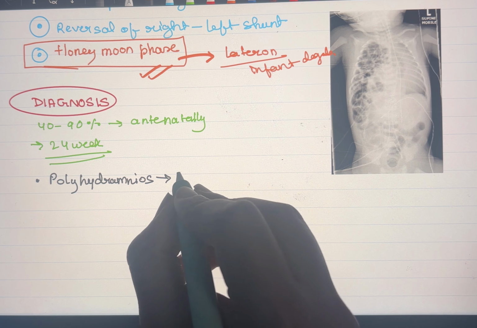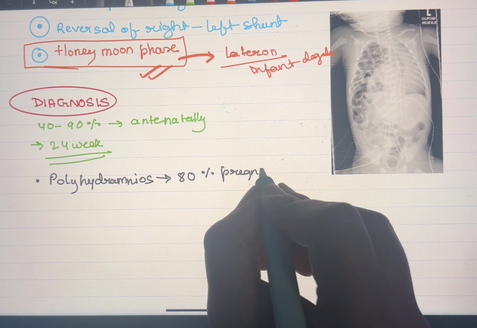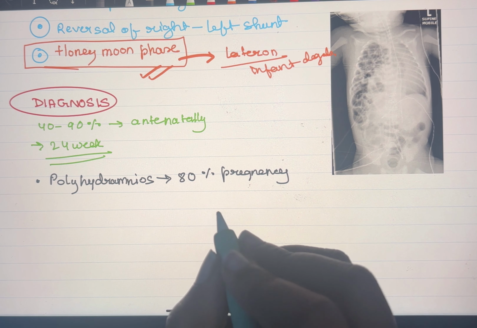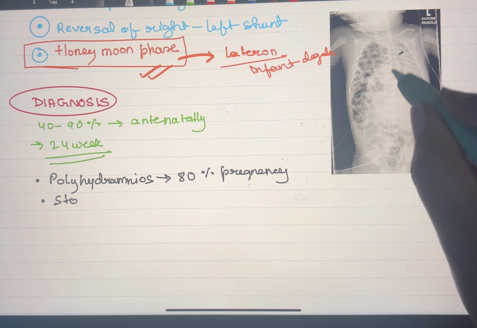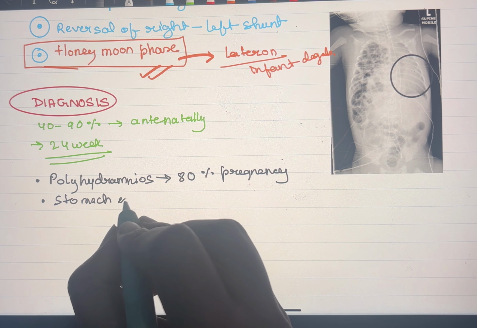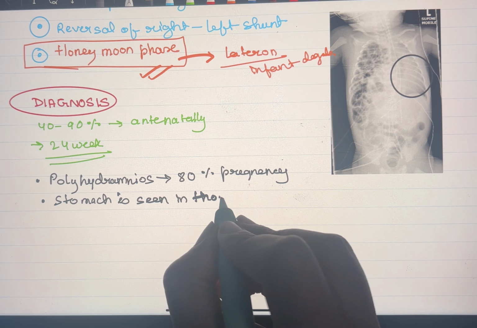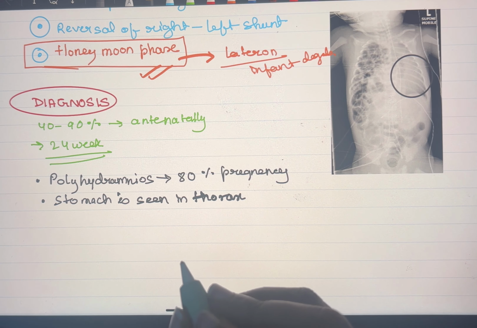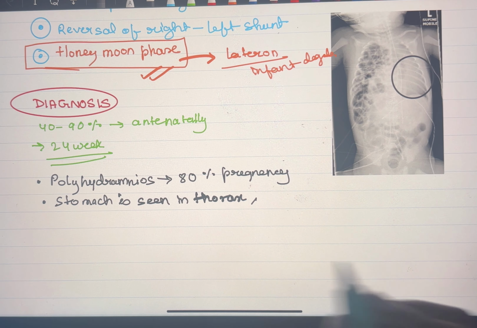Polyhydramnios is present in 80% of pregnancies. Stomach is seen in thorax. Here also we can see that the stomach is present in thorax. Even sometimes the liver can also be seen in thorax. And stomach seen in thorax means stomach is absent in abdomen.